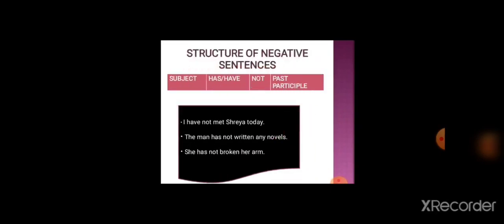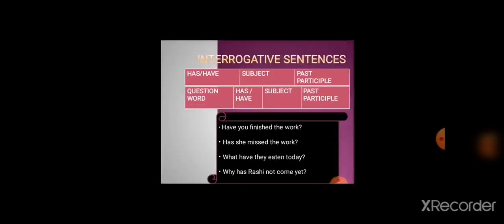Now we see the structure of negative sentences. Here first we use subject, then has or have, then not, and then past participle. Again, see the example. I have not met Shreya today. The man has not written any novels. She has not broken her arm. So here we used not with the auxiliary verb has or have.